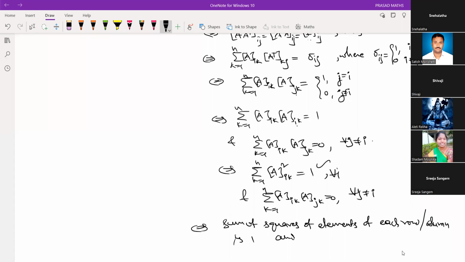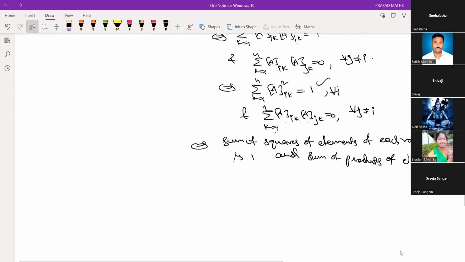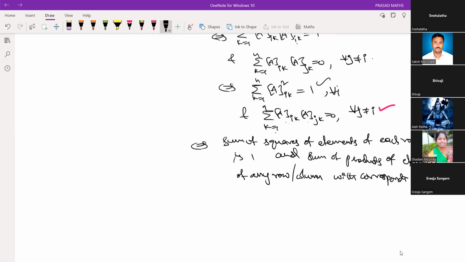And what do I mean by this? The sum of the products of elements. What does this mean? The sum of the products of elements of any row or column, right, with the corresponding elements of any other row.